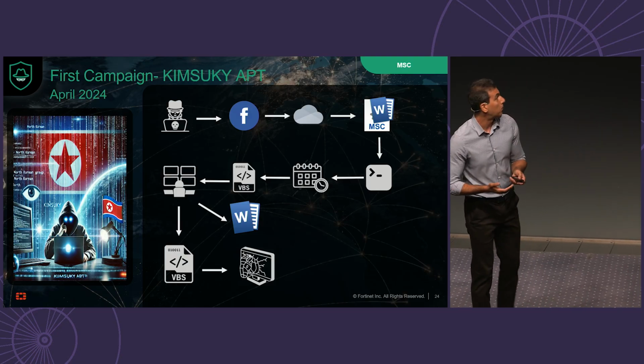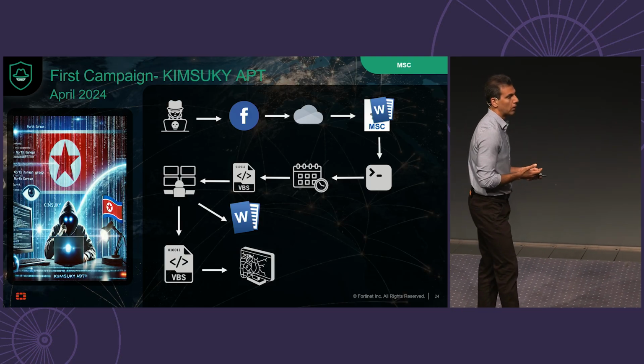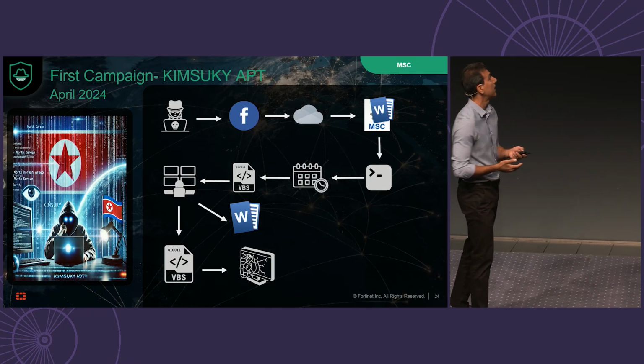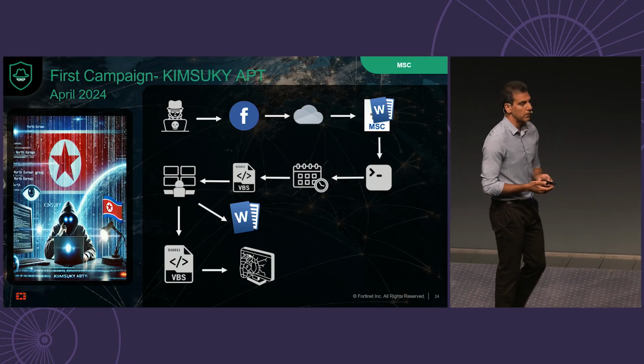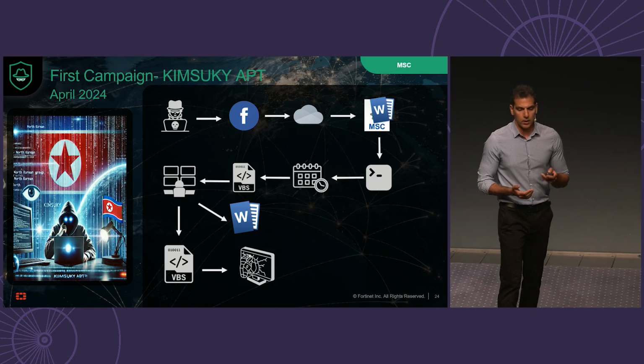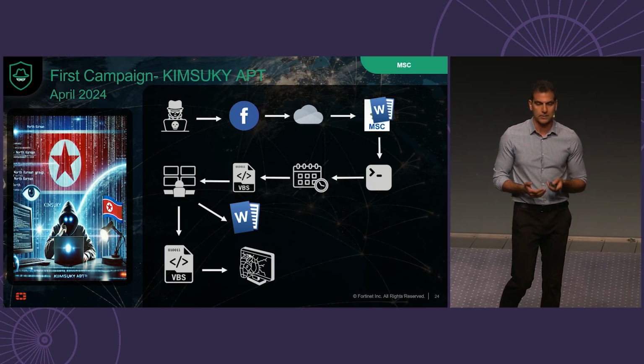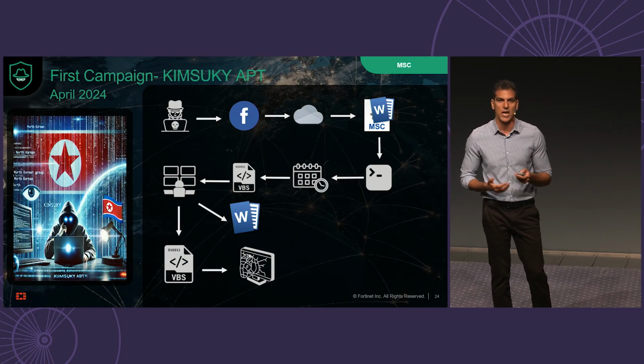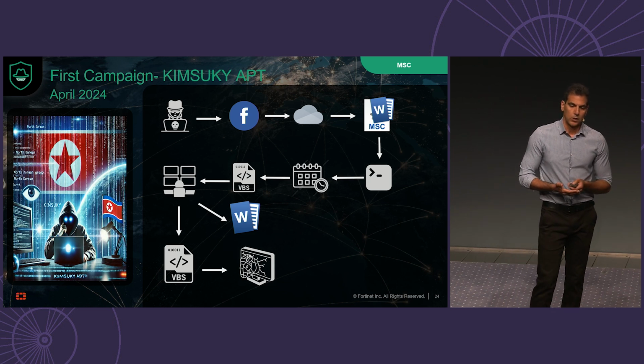It's the very first operation that used MSC files, and it was attributed to Kimsuky APT. So they try to target human activists on Facebook. They started to build trust, try to chat with them, and then when they gain the trust from the people, they started to send a link to the people.